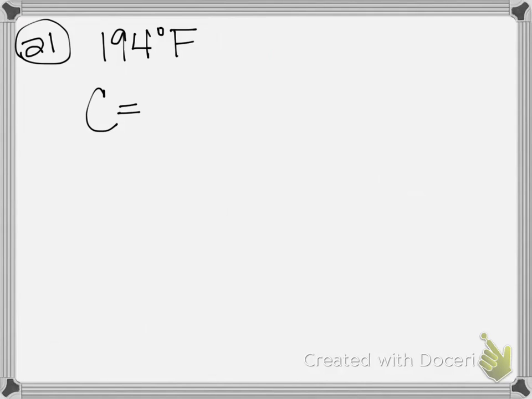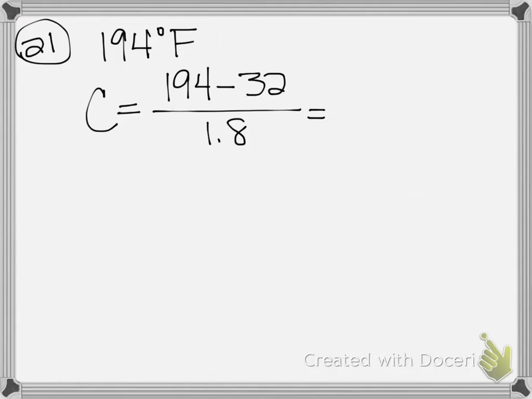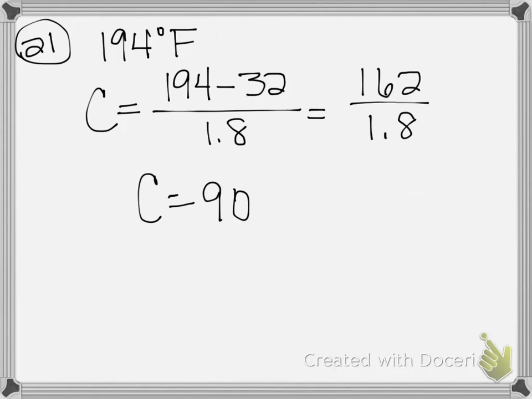So C equals, what, 194 minus 32 all over 1.8. So I just need to simplify that. So 162 divided by 1.8, and I get 90. So 194 degrees Fahrenheit is the same thing as 90 degrees Celsius.